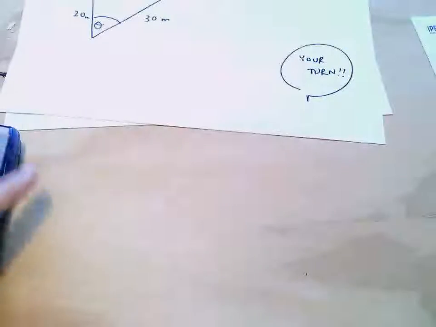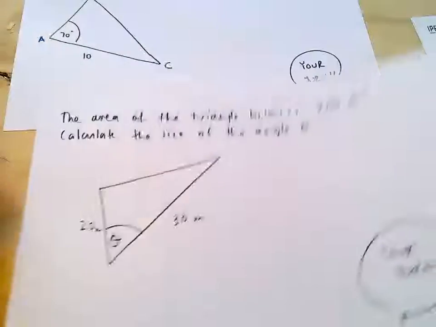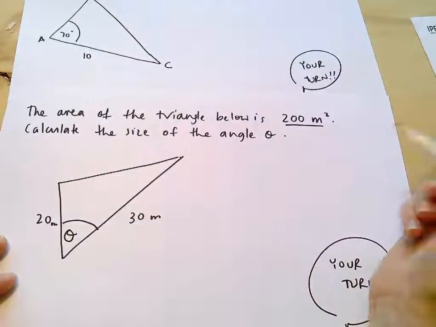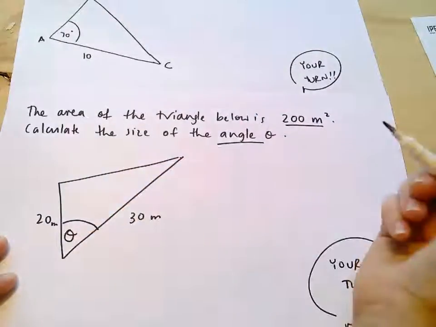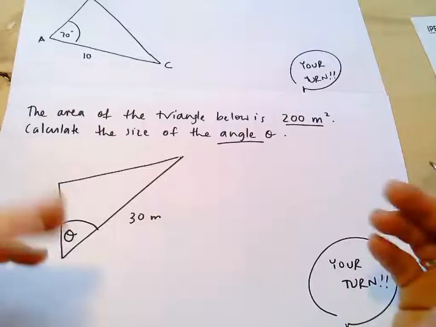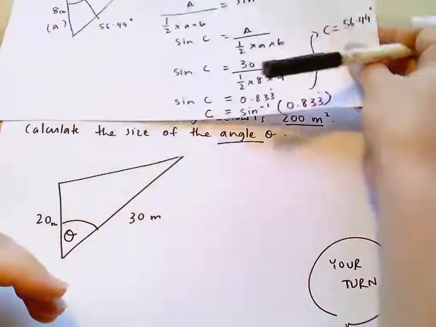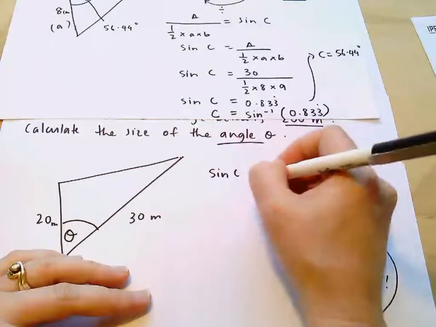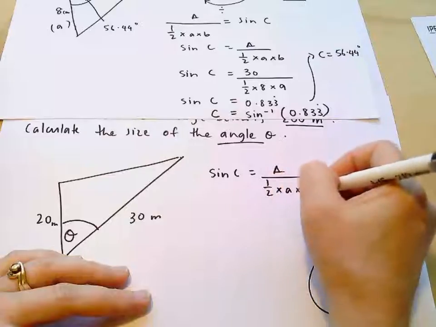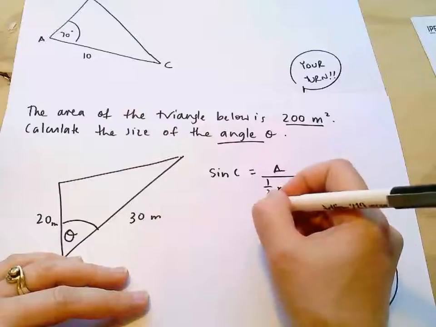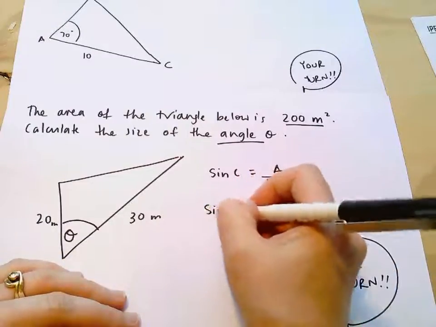So you're now going to have a go at doing a similar question. So here's your question here. It says the area of the triangle below is 200 metres squared, and again you're asked to calculate the size of the angle theta. So good luck with that one. All right, let's have a look at it. Again, I'm not going to worry about doing the full rearranging this time. I'm just going to assume that you can get to the point where you've got sine C equals area over half times A times B. If you need some help rearranging, then make sure you see me because that can be the hardest part for many people.